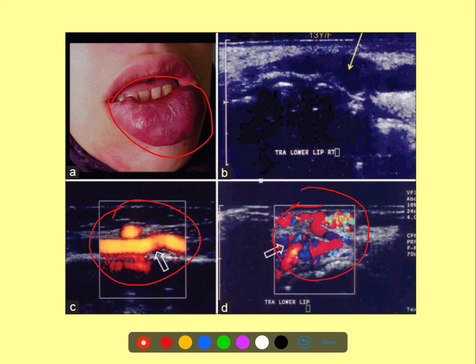So first you have to find out which type of radiographic views are that. These are USGs, and this is USG with Doppler showing increased vascularity, which is nothing but a hemangioma of lower lip.